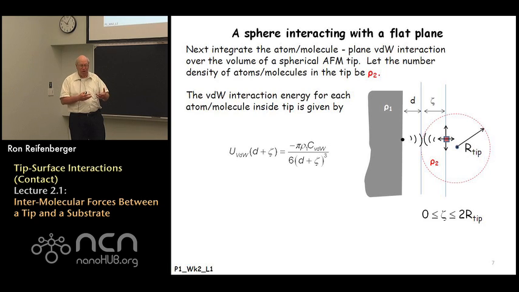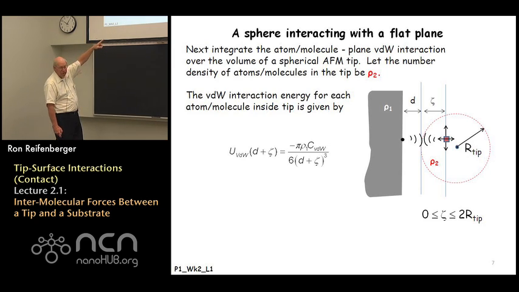The next step in this process is to take that result and now integrate it over a sphere which has a radius r tip. And we're going to then form the net interaction between a sphere and a substrate, and we're going to use the sphere to approximate the tip. So to do that, we take the result that we just obtained, a 1 over d cubed dependence, which now becomes a d plus zeta cubed, because zeta is going to tell where the particular atom or molecule is located in the tip with respect to the substrate. And we have to integrate the position of that atom or molecule over the geometry defined by the tip.